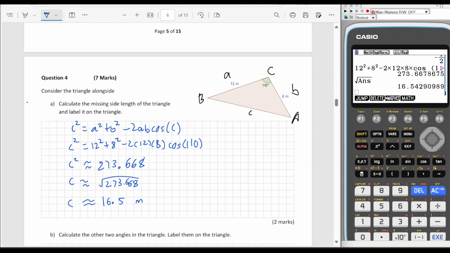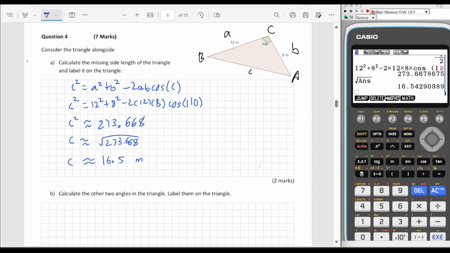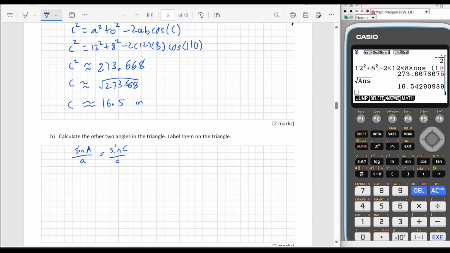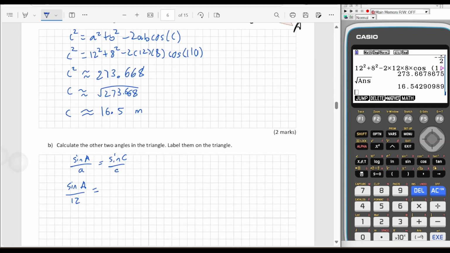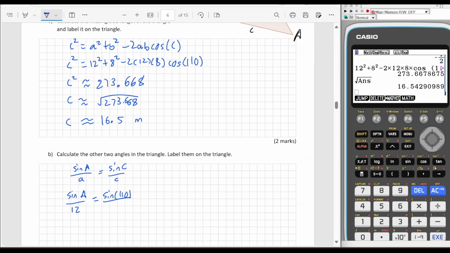Calculate the other two angles in the triangle. So one of the angles we're going to get just from the sine rule. So let's go sine A over A is sine C over C. Now we know what 3 out of 4 of those things are. We don't know what big A is, but I do know what little a is. That's 12. And I do know what big C is. That's 110. Over, and little c we just worked out 16.5.